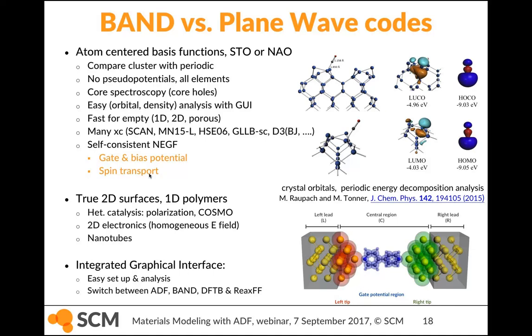Another advantage of using atom-centered basis functions is that when you have a two-dimensional system, you can treat it as a two-dimensional system, not so much with plane wave codes where you need to repeat it in the third dimension. So that has a number of advantages that you can treat it as 2D systems, and particularly for 2D electronics, that makes a huge difference, as I'll show in a few slides from now.